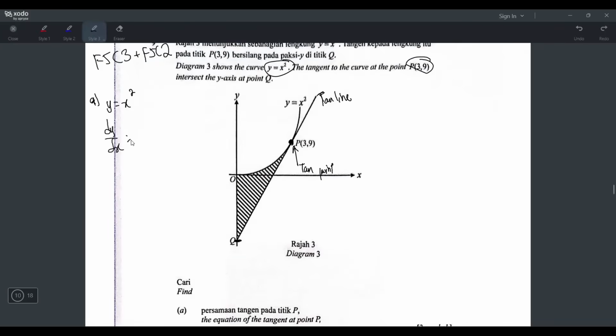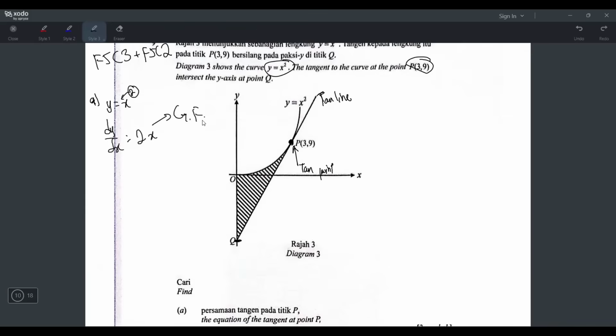Because that's how you find gradient tangent. When you differentiate this, you will get in terms of x. So power times with the number in front here, 2 times 1 is 2, and then power minus 1. So x power 2 minus 1 is x power 1. So you will just end up with 2x. This is not the gradient tangent yet. This one we call it the GF, gradient function, or you can say gradient curve.